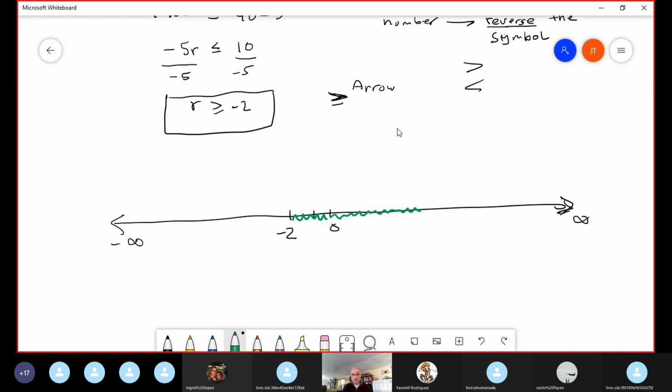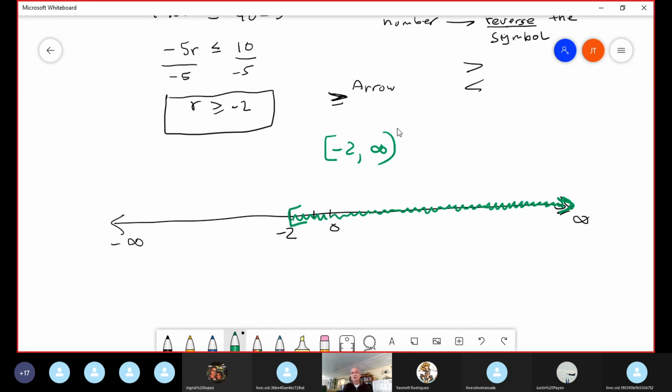If it's less than, it's to the left. If it's greater than, it's to the right. And the new thing is that it includes the endpoint, which is negative 2. The symbolic way to indicate this idea is using a square bracket. In interval notation, the answer is bracket negative 2, comma, positive infinity, parenthesis.